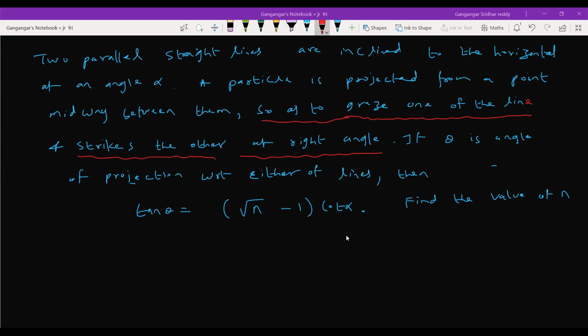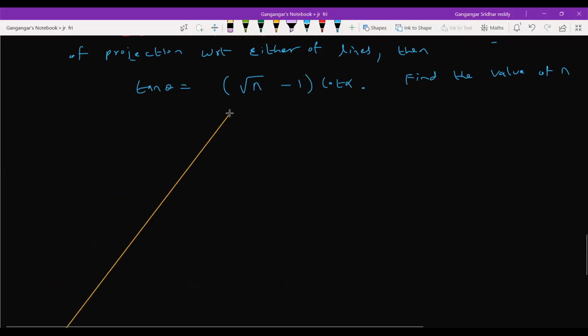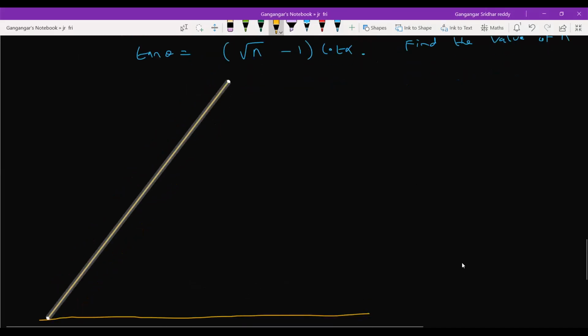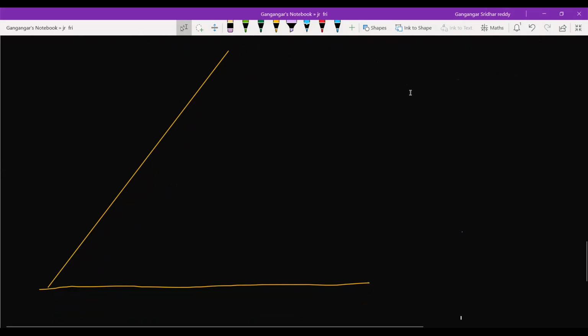Completed. So let me try for the diagram. You try, meanwhile I'll draw the diagram.